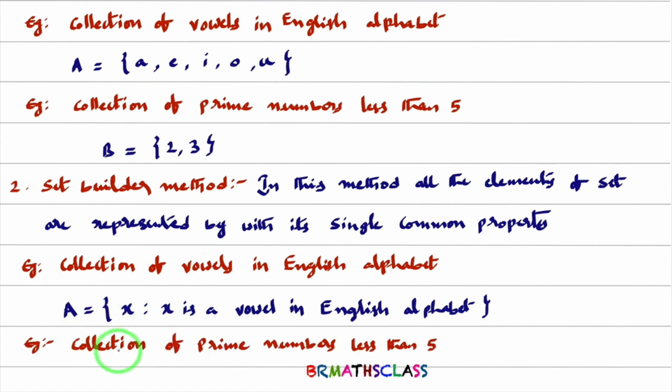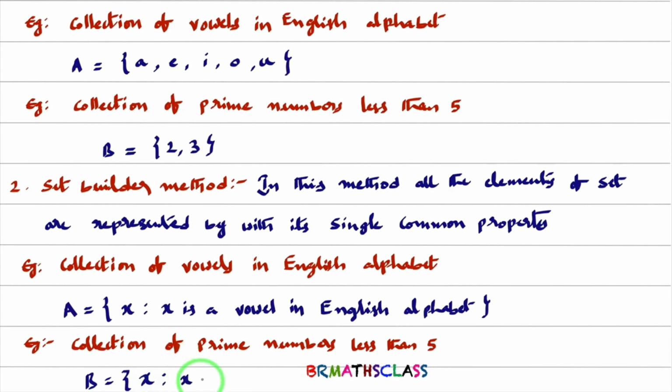You observe, I consider the example collection of prime numbers less than 5. You see, the same example I have taken. Here this is the representation of this set in roster method. How do we represent the same set in set builder method? We represent all the elements with their common property. It is an element like X.